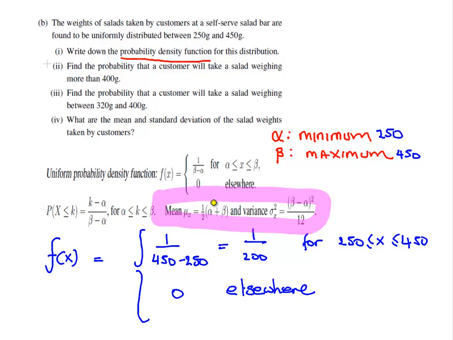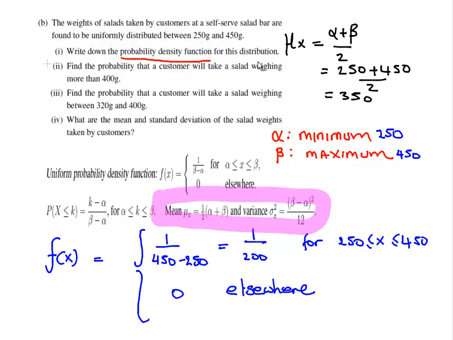Mu of x, the mean, is a half of alpha plus beta. So we'll answer the fourth one now. Mu of x is alpha plus beta over 2, which is 250 plus 450 divided by 2. That's equal to 350. And the variance is beta minus alpha squared divided by 12.